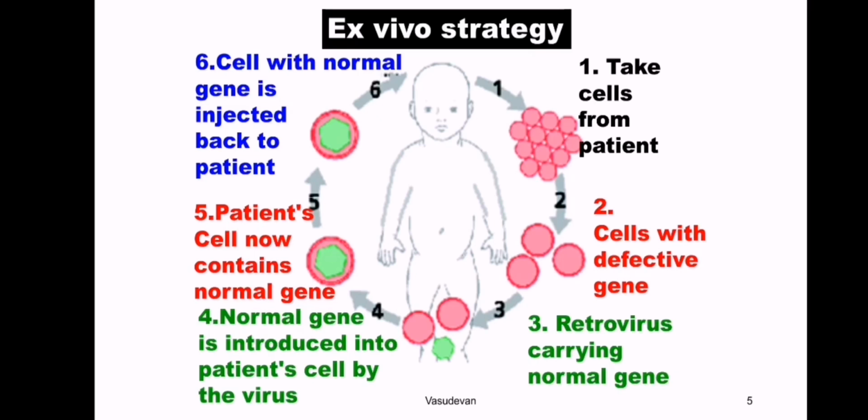Now we have to introduce this retrovirus into the patient's cell. So the normal gene is introduced into the patient cells by the virus. The virus itself will introduce the normal gene into the patient cell because the retrovirus is infective. Fifth, the patient cell, now containing the normal gene, is introduced back into the patient. This is a very rough idea about the ex vivo strategy.